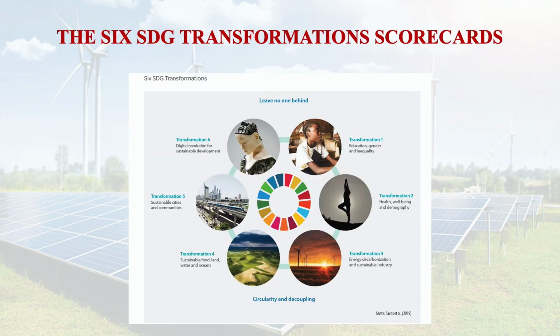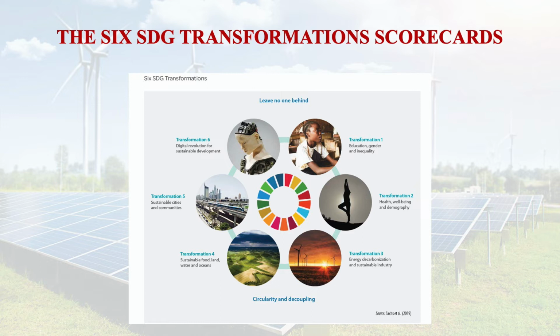Again, we have seen there is progress on one side and on the other side we have seen some lacuna still exists. So the need is, especially after the pandemic, we have learned a number of lessons, and because of that, we need to follow some transformations. If you look at the six SDG transformations, the first transformation is on education and gender inequality. Then the second transformation is on health, well-being and demography. The third transformation is on energy decarbonization and sustainable industry. The fourth transformation is on sustainable food, land, water and ocean.